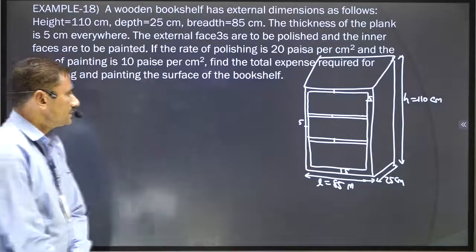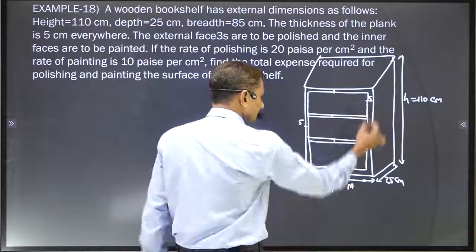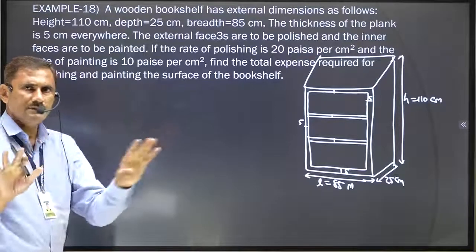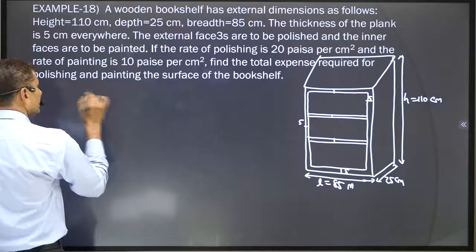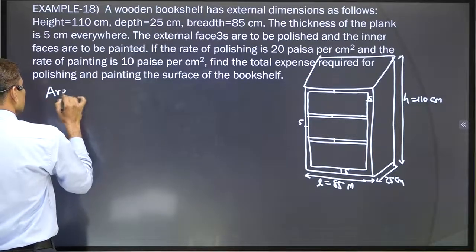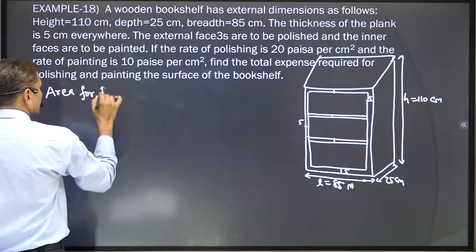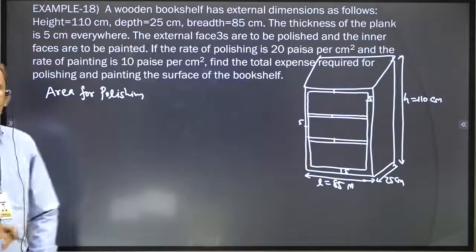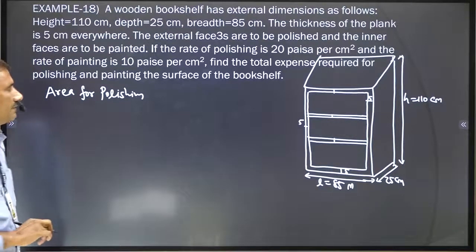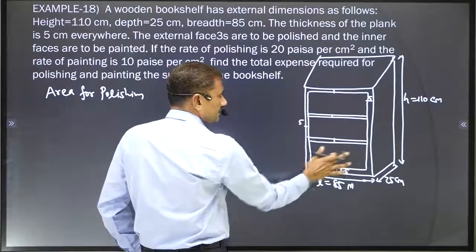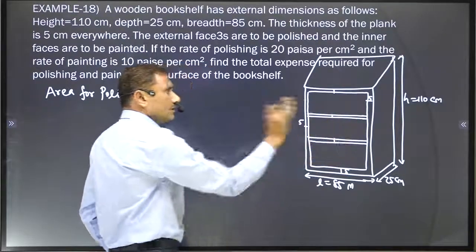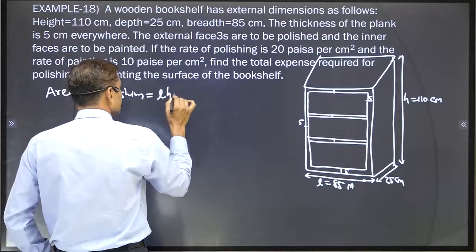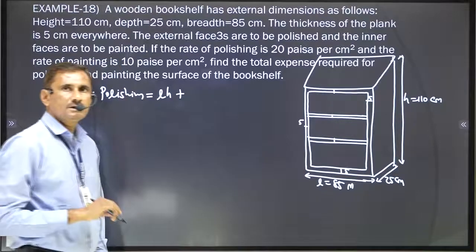So what is the front side here? L into H. You can say height into L. It comes once only, otherwise the total surface area would be there. So I can write here area for polishing. How? First we find the remaining surfaces only; this surface we are not counting right now. LH comes once only. The remaining two will be twice.